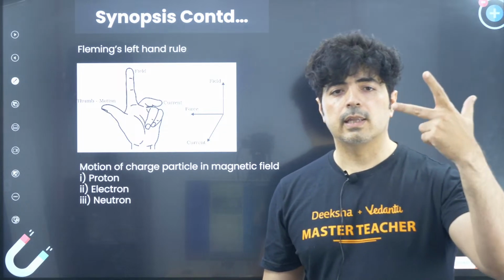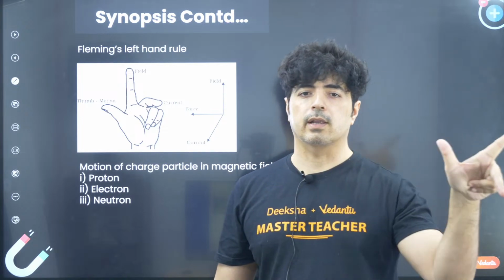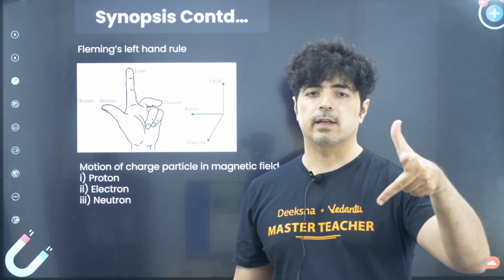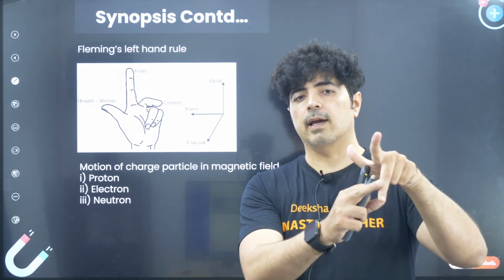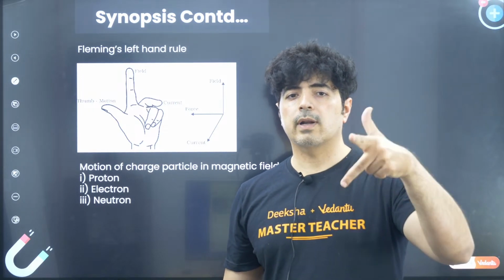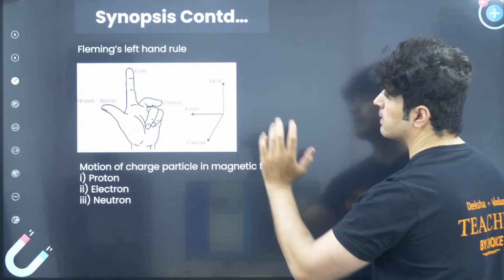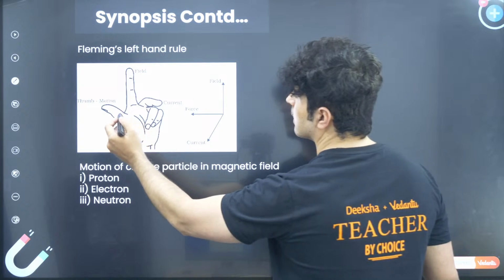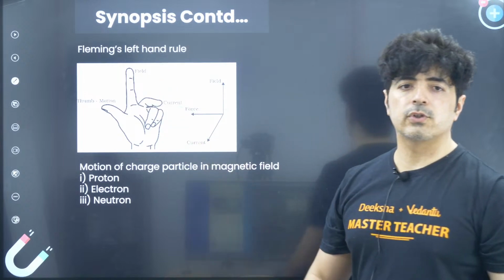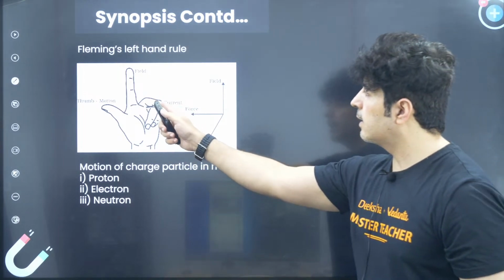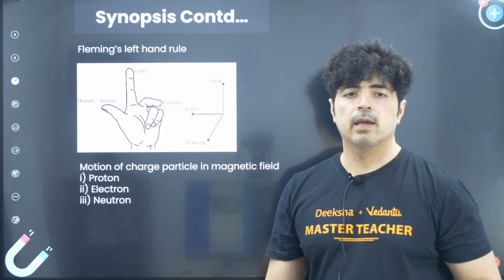So what happens is, take your left hand. Okay. Just do like this. All right. As you can see over here. This is my thumb, index finger and middle finger. So you take these three parts as it is shown over there. The thumb shows you the force. The index finger shows the field, and the middle finger shows you the current. How do you remember it?